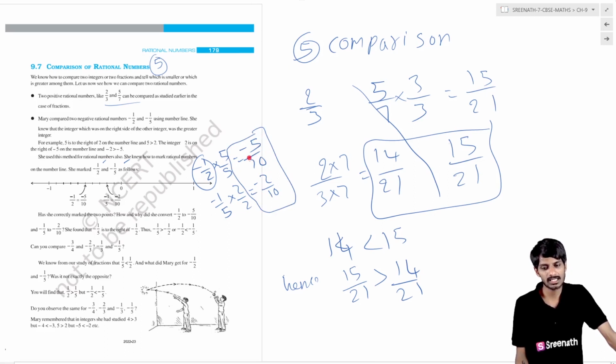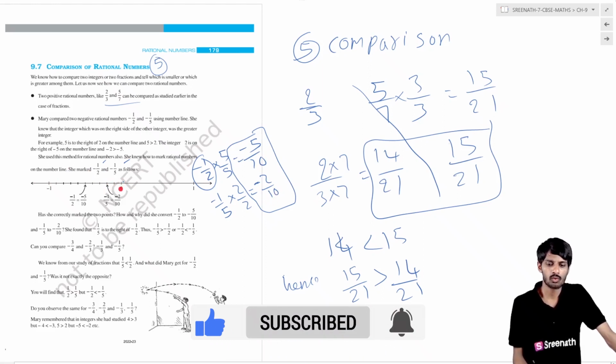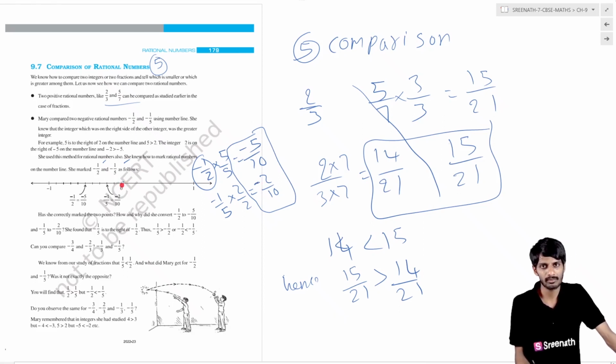So what is the location of minus 5 by 10 and minus 2 by 10 on the number line? Basically, on the number line, negative values are always on the left side of 0, and the denominator is 10. Moving from 0 to the left, you get 1, then 2. So here is minus 2 by 10. Minus 2 by 10 is nothing but minus 1 by 5. After crossing 2, you get 3, 4, 5. So finally here you get minus 5 by 10.